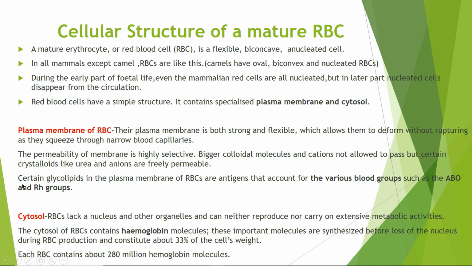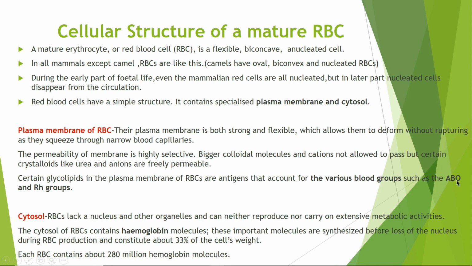Certain glycolipids in the plasma membrane of RBCs are antigens that account for the various blood groups such as the ABO and RH blood groups. So we are well known to different blood groups like A positive, B positive, AB positive, negative, things like that.